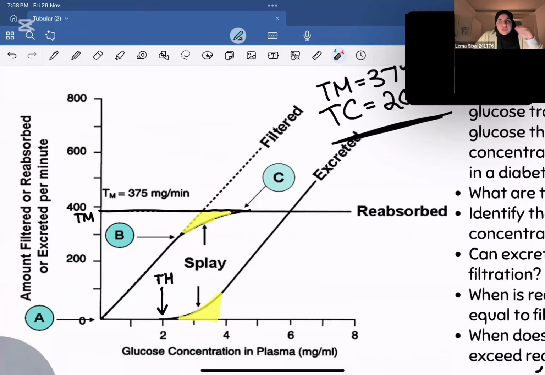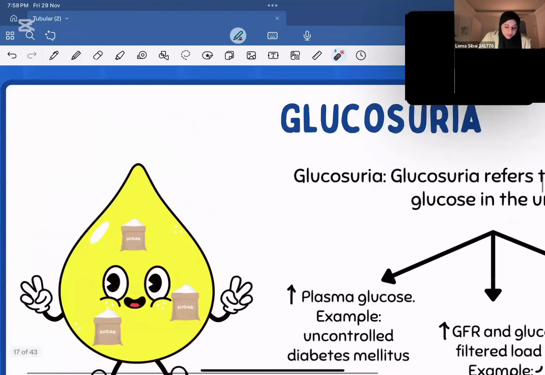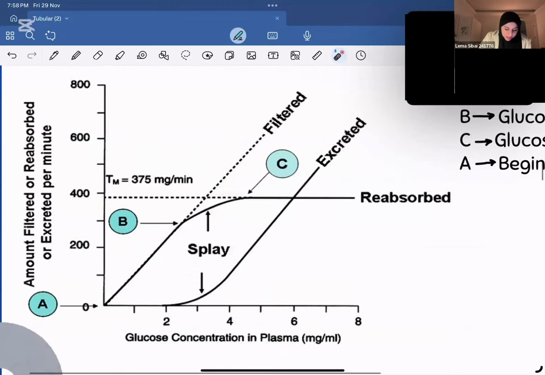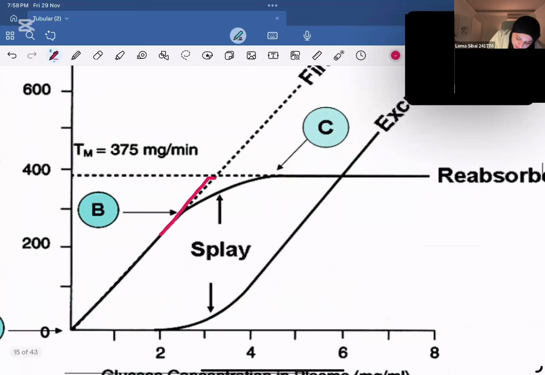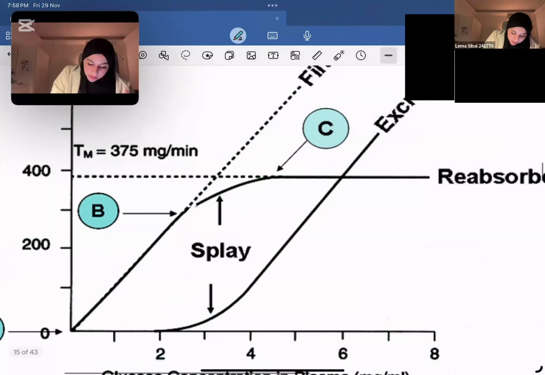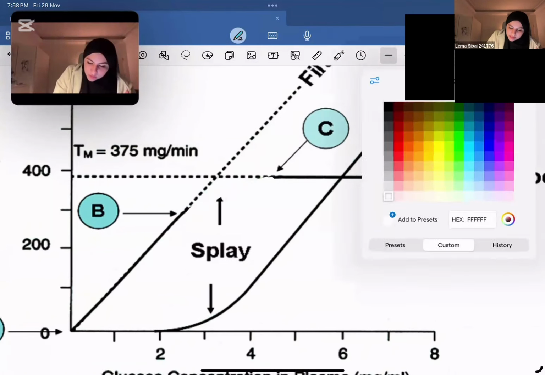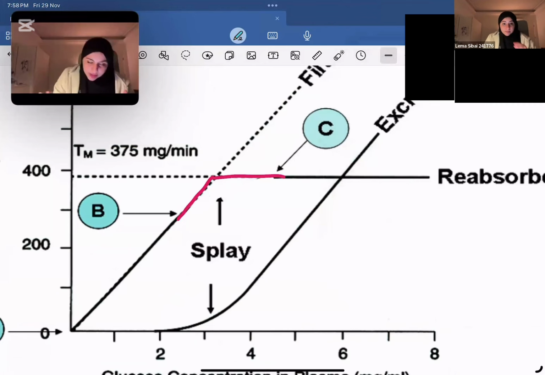Now, splay just means that there's a curve. And when I say splay, I'm going to explain it over here. So when she says splay, she brings the question, why didn't it just go from this to this directly? Why did it have to curve? I mean, why doesn't the graph look like this instead?